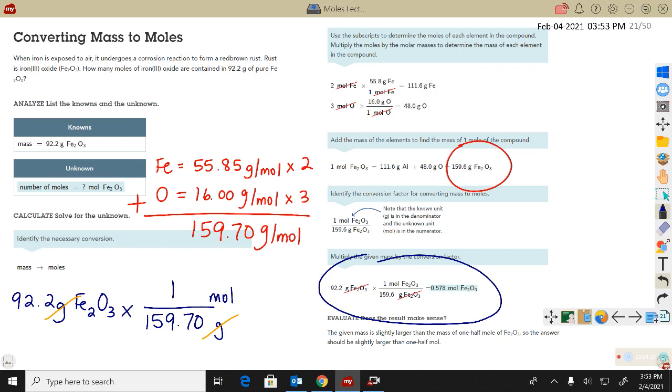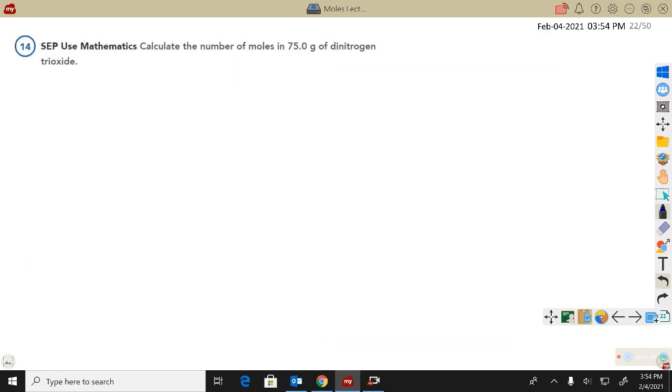Now, does this answer make sense? Well, I suppose. I've got about 92 grams. It's a little less than 100. Each mole would be about 160-ish. So, yeah, it makes sense that 92 is a little bit more than half. Yeah, that makes sense. Our answer is reasonable. So let's try it again.